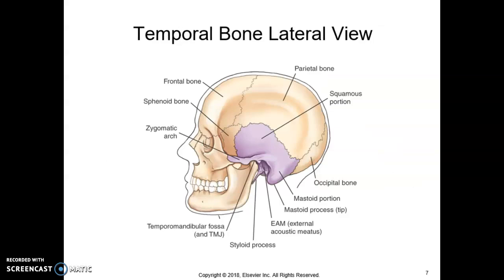The temporal bone, right? Same thing. It's got a lot of bits and pieces that kind of poke out of it, as you may have noticed, right? So the zygomatic arch, or the zygomatic portion, right, of the temporal bone, and the mastoid portion with the mastoid process, the external acoustic meatus, the styloid process, the TMJ area, etc.